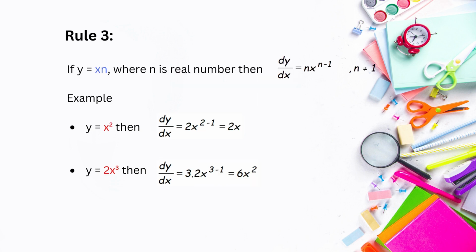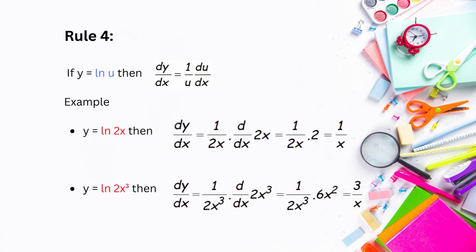Next is rule 3. If we are given x to the power of n, where n is a real number, then we differentiate it by multiplying n with x to the power of n minus 1. For example, x to the power of 2: first power of 2 minus 1, and 2 multiplied with x at the front. The second example is also the same, just replace x with 2x.